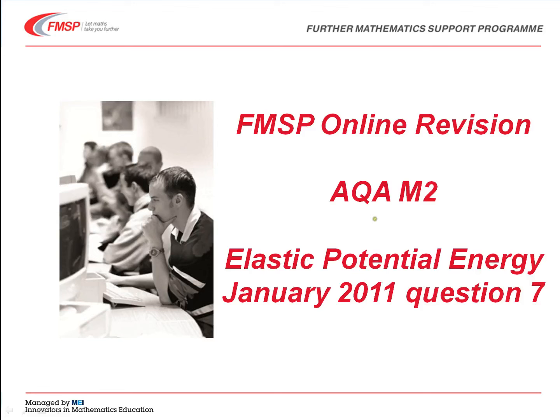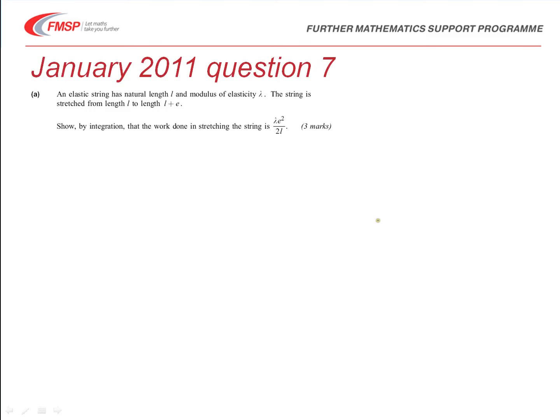Well, welcome to this online revision session for AQA M2, in which we'll be looking at the January 2011 question 7 on elastic potential energy. In the first part of this question, we're told an elastic string has a natural length L and a modulus of elasticity lambda, and the string is stretched from L to L plus E, so in other words E is the extension. We've got to show by integration that the work done is given by lambda E squared over 2L.